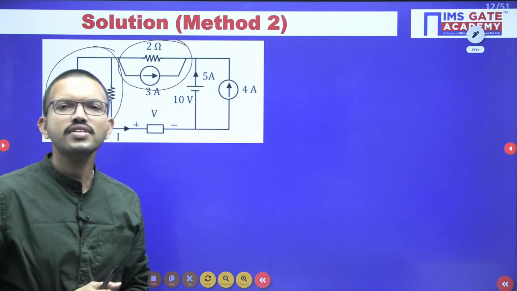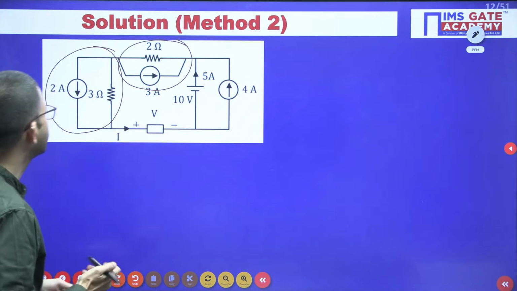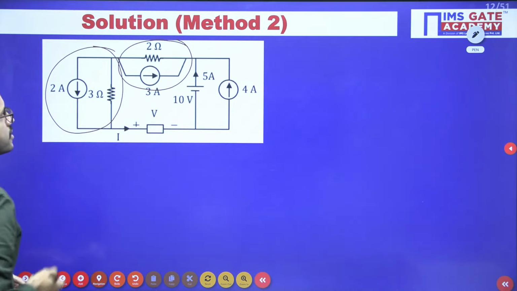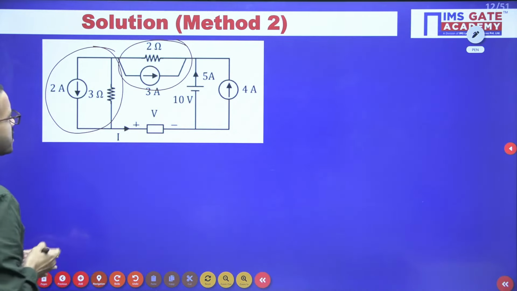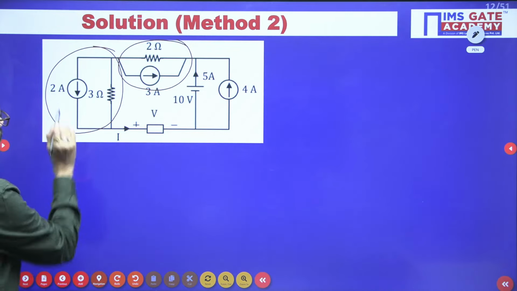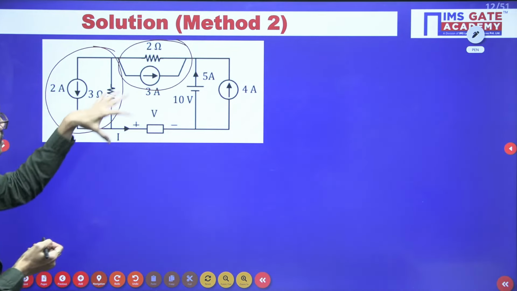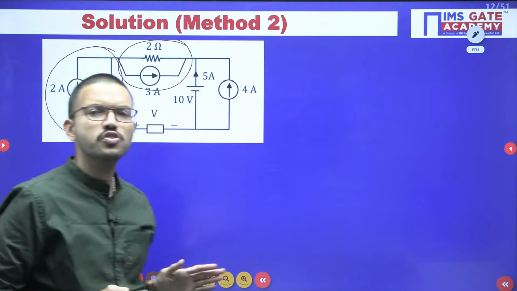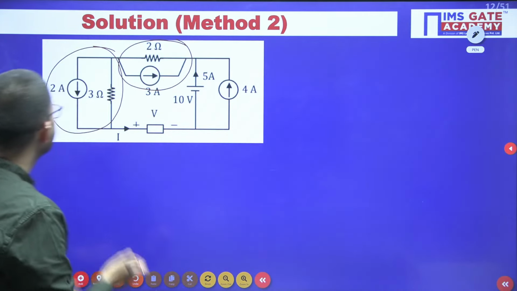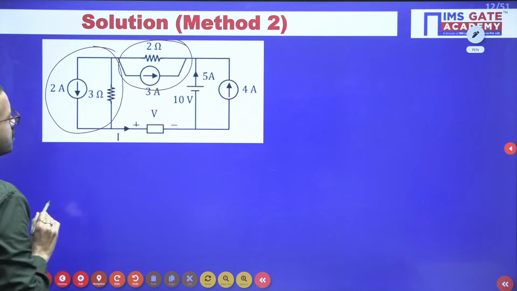Yes, very good, Manoj, Ritin. We can apply the source transformation technique here. Here you have a current source in parallel with a resistor. This we can convert into a voltage source in series with a resistor. So here 2 ampere into 3 ohm.